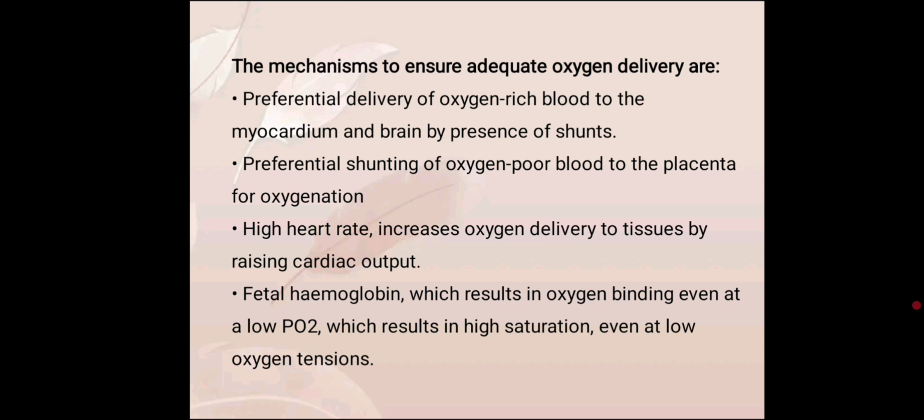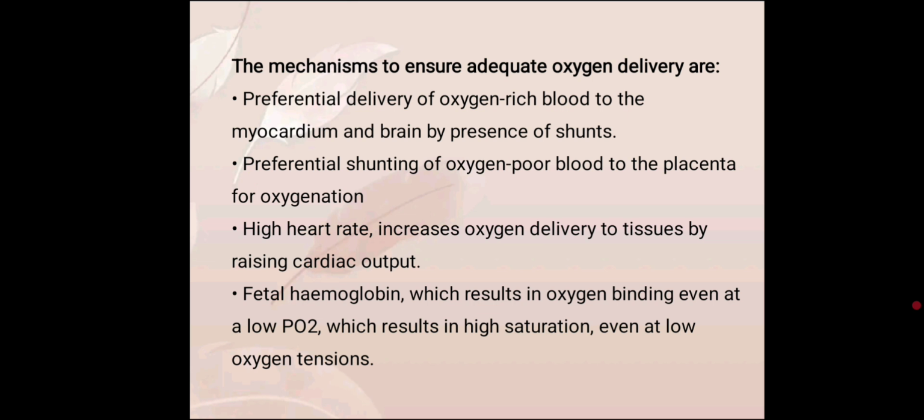Fetal heart rate is significantly higher than adult pulse rate, nearly doubled. Fetal heart rate can reach up to 160 beats per minute. This increase in heart rate will ensure adequate oxygenation by raising the cardiac output, as cardiac output is calculated by multiplying heart rate by stroke volume. So an increase in heart rate will also subsequently increase the cardiac output.